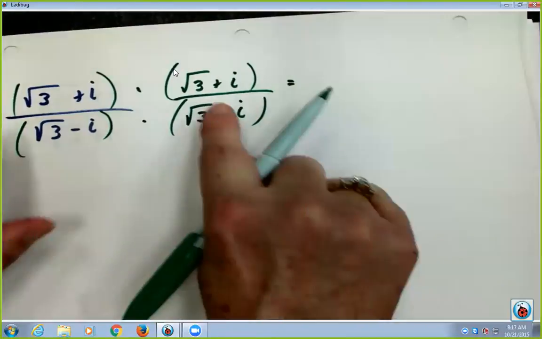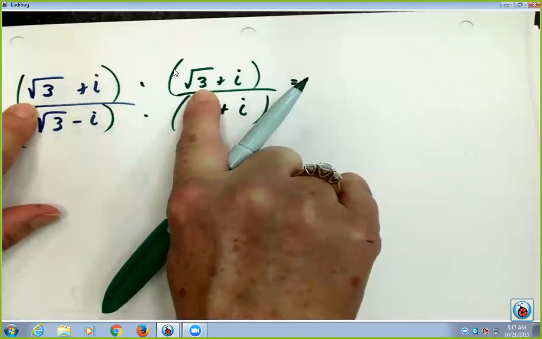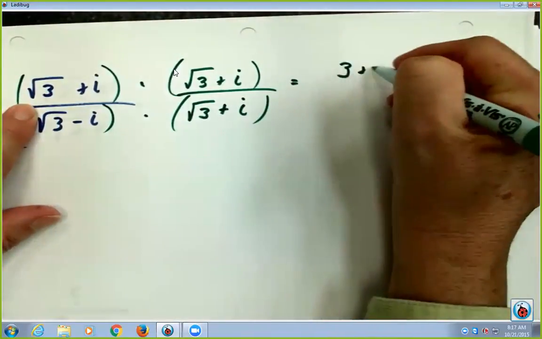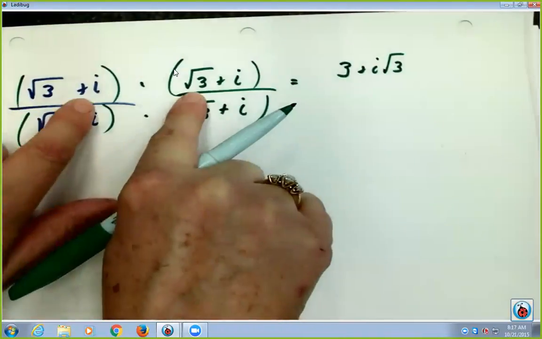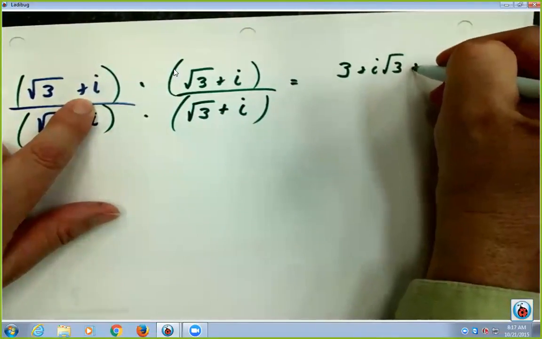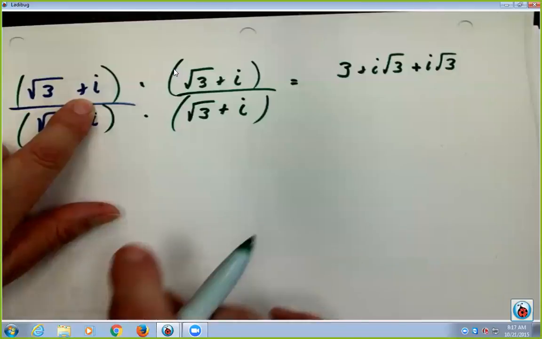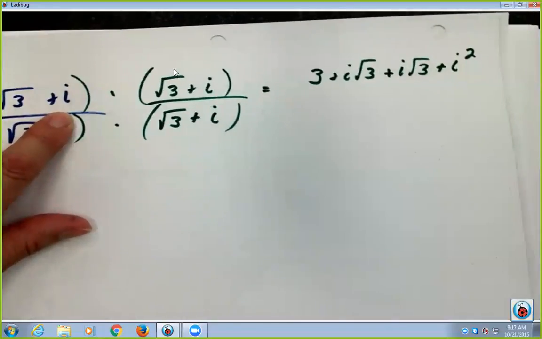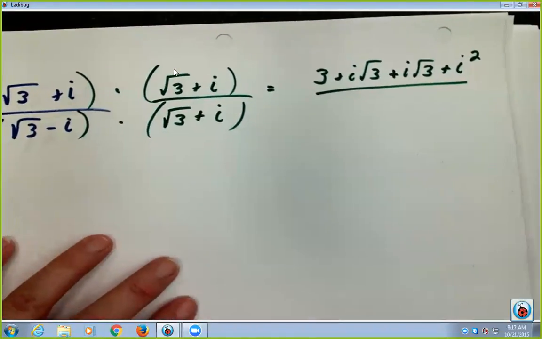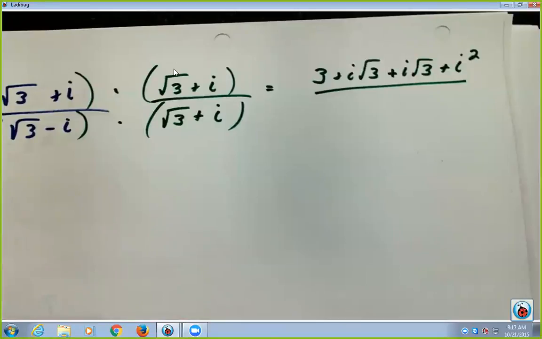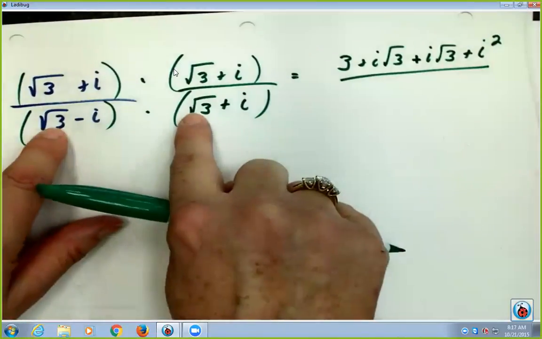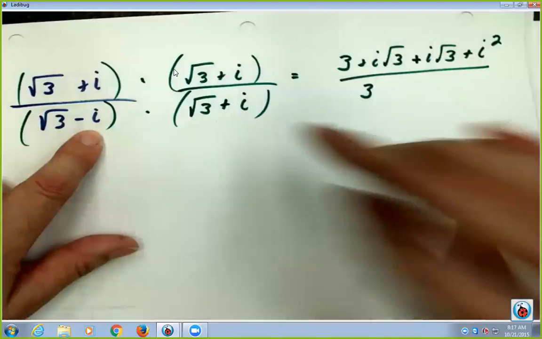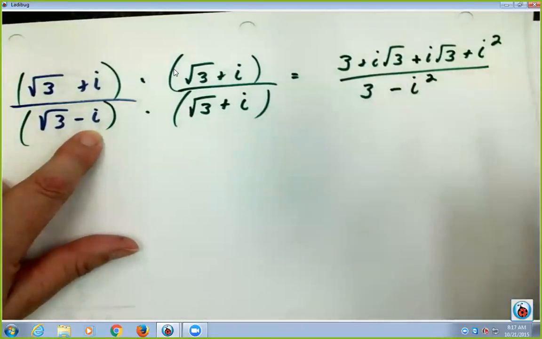So square root of 3 times square root of 3 is 3. Square root of 3 times i is a plus i square root of 3. i times the square root of 3 is a plus i square root of 3. And last, i times i is i squared. Then the bottom, because I forced it to have a conjugate, the only pieces I need to multiply, because my middle disappears, are the square root of 3 times the square root of 3, which is 3. Negative i times a positive i is a negative i squared.